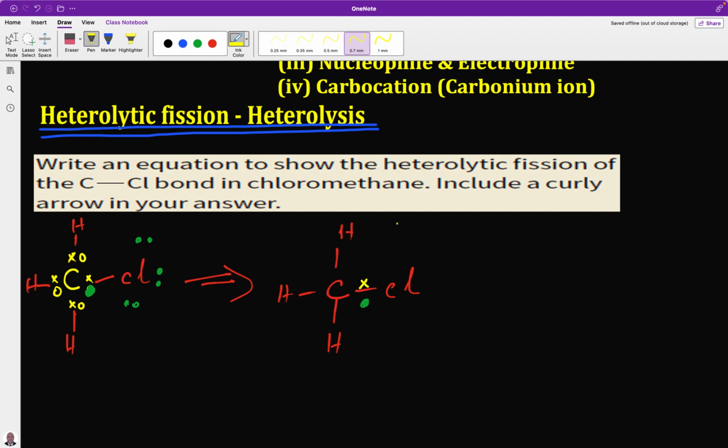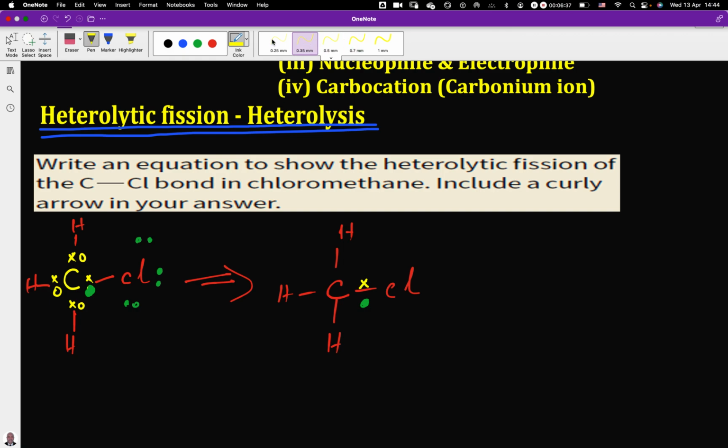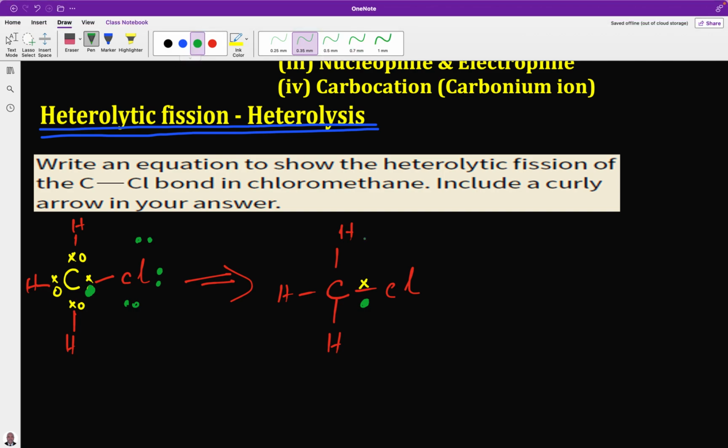Heterolytic fission. In this case, as we said, this is an uneven breaking of a covalent bond, where one of the atoms goes with all the bonded electrons. In a heterolytic fission, what happens? If there is a breakage, there will be a breakage here. And I said the more electronegative atom takes both electrons in the covalent bond.